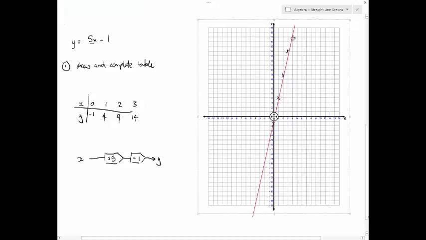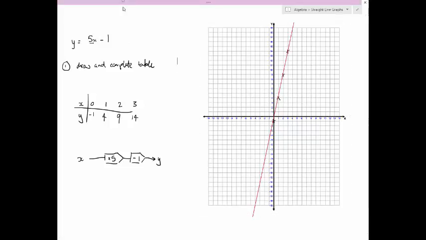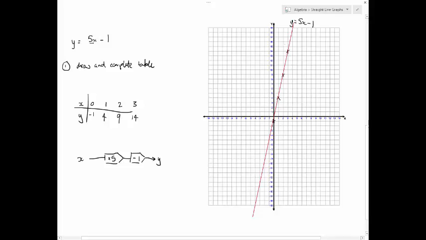Now obviously using a ruler on graph paper this would be so much easier. But that's close enough, and don't forget to label the graph. I like to label it here, some people label it differently, but here we've got y equals 5x minus 1.